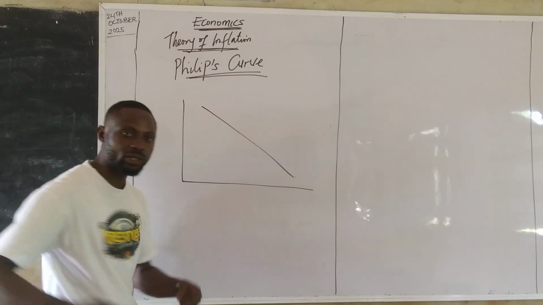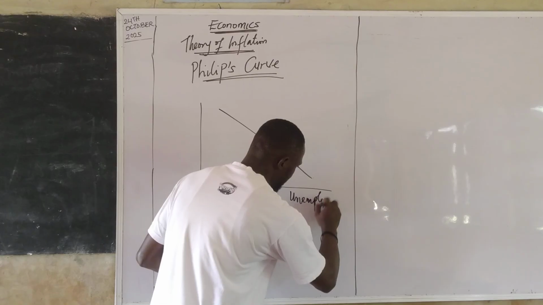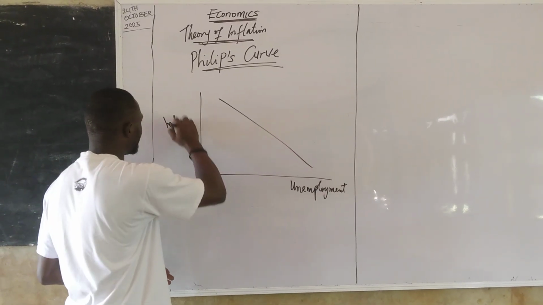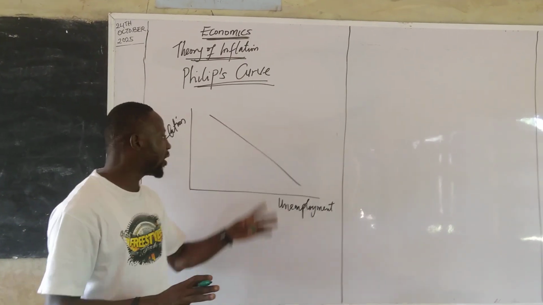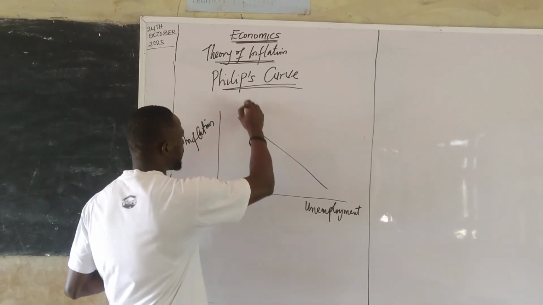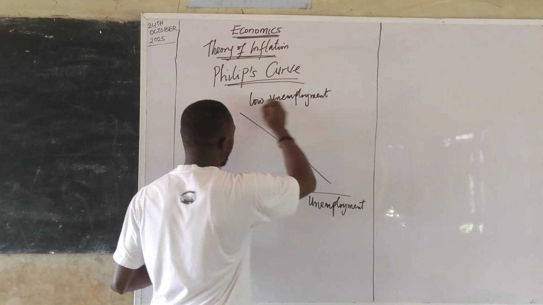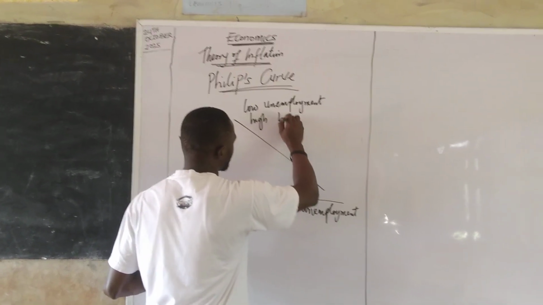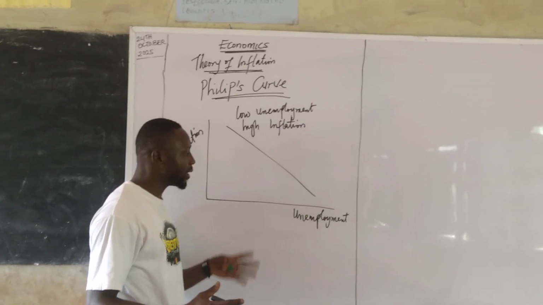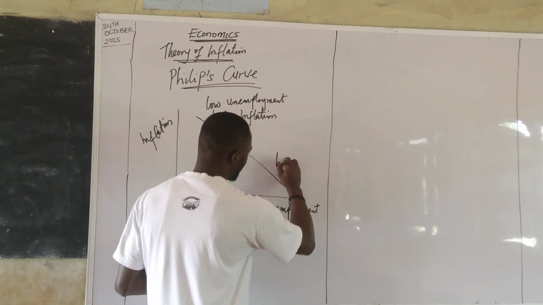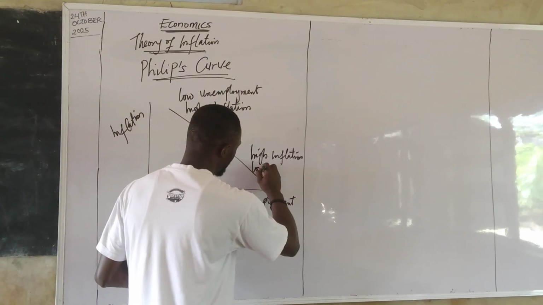The curve is like a demand curve that is sloping downward. Here we have unemployment, and also here we have inflation. Okay, this is the Phillips curve, and on the left-hand side of the Phillips curve, we have low unemployment and high inflation. And also at the right-hand side of the Phillips curve, we have high unemployment and low inflation.